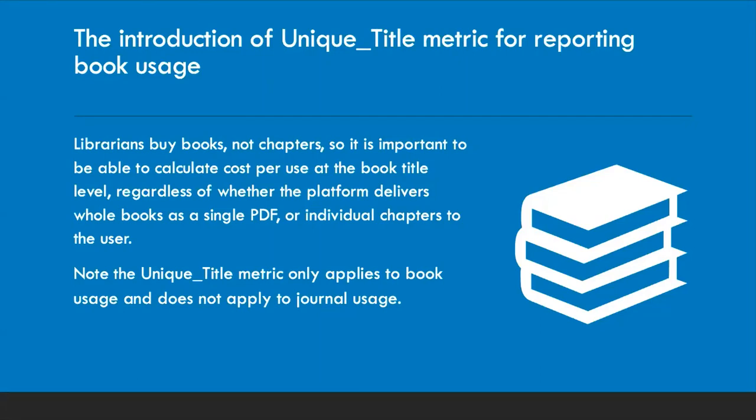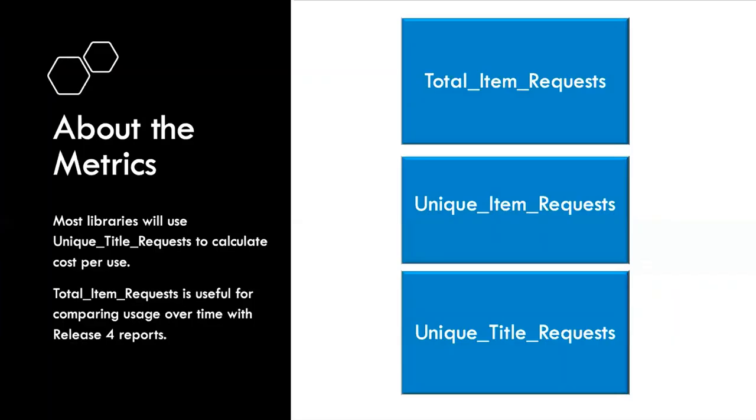So in order to handle this, we came up with what's referred to as the unique title metric. It only applies to books. It doesn't apply to journal usage. So we have a total item request, unique item request, and unique title request with ebooks.